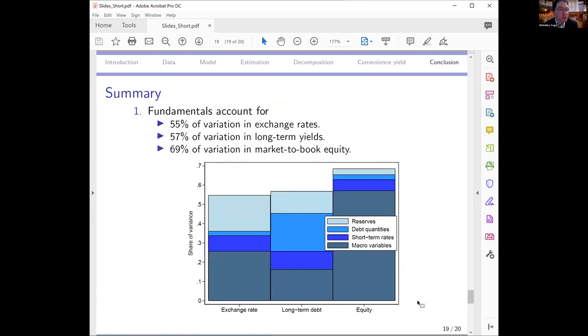To summarize what we have, fundamentals, in observed macro variables and quantity variables, can explain up to 55% of the annual variation in exchange rates, 57% of the annual variation in long yields, and 69% of the annual variation in market to book equity, stock prices.